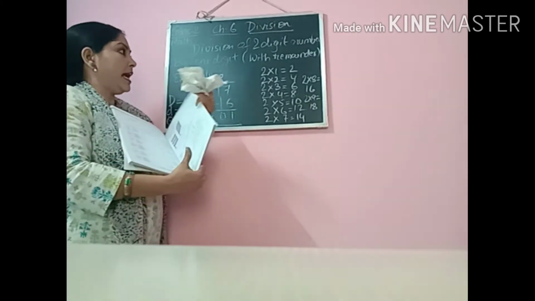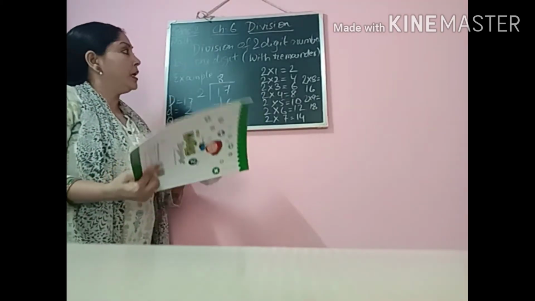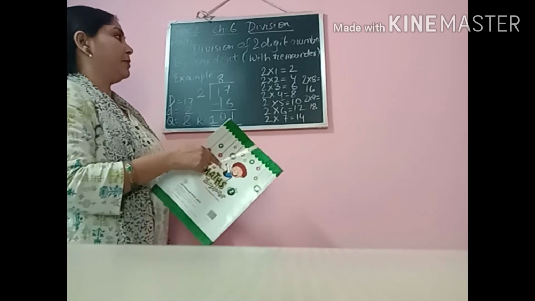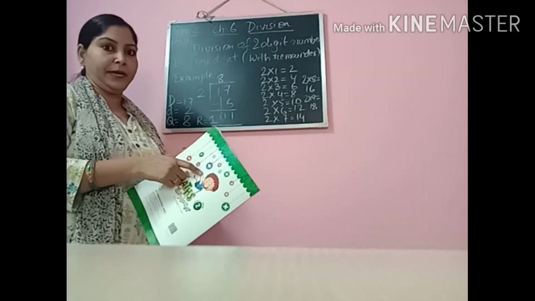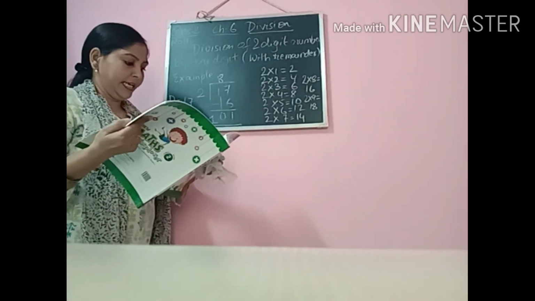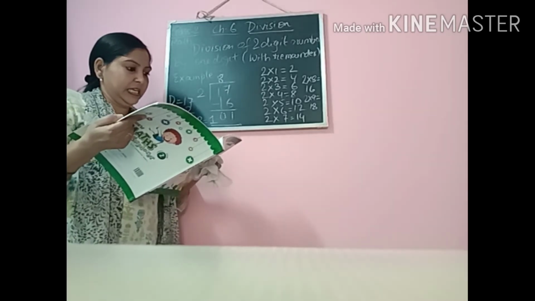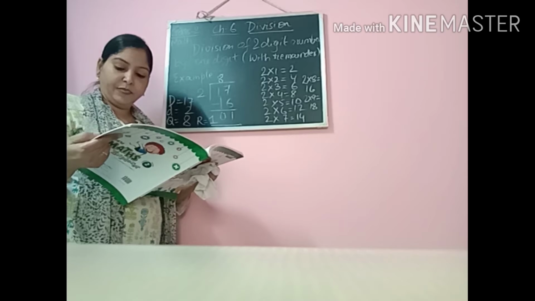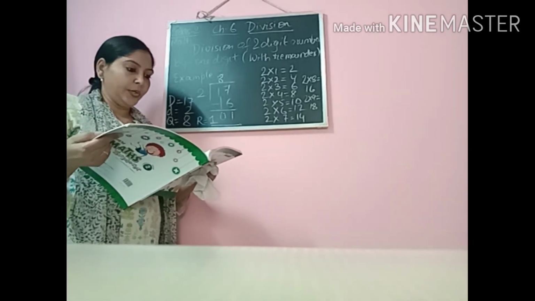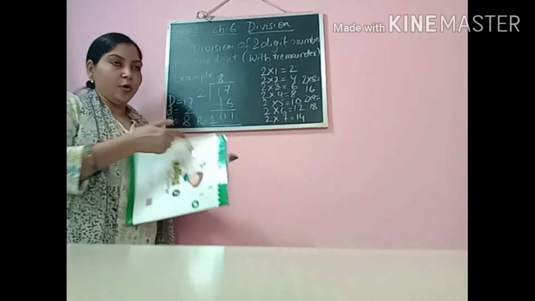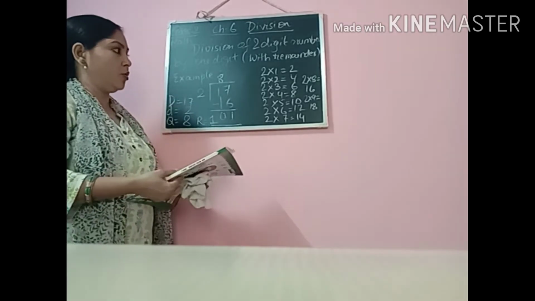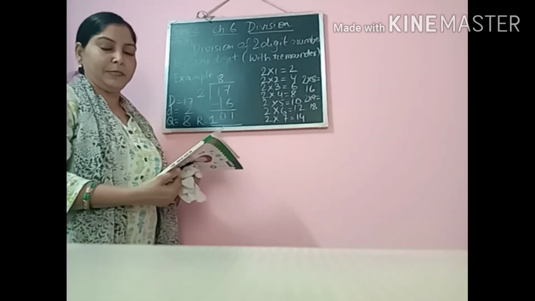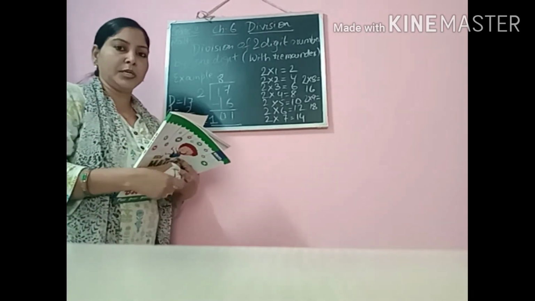Fine. Now what I have done here, I have taught you division of 2-digit number by 1-digit number with remainder. You can see here in page number 96, find the quotient and the remainder. You will get enough questions here. I hope you have understood this part, how to go about. Let's take one more example and try to understand a little bit more.